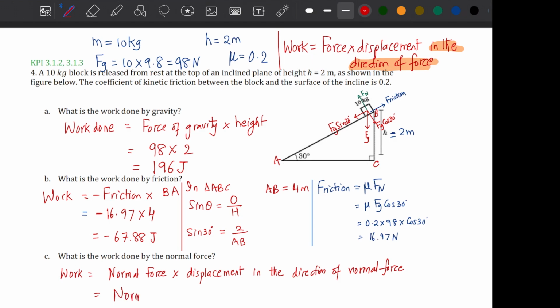So if I write normal force multiplied by 0, why 0? Because the object is not moving in the direction of the normal force, it's not moving perpendicular to the surface. So our work done by normal force will be equal to 0.